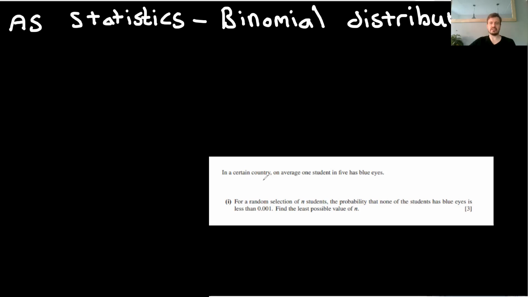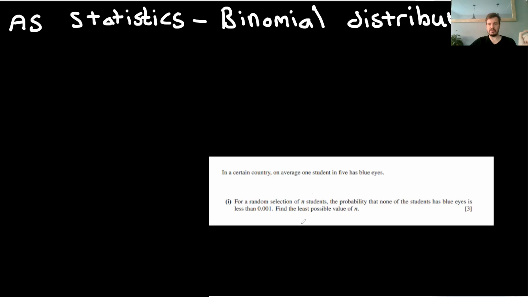So the question is, in a certain country, on average, 1 in 5 students has blue eyes. Okay, so 1 out of every 5 have blue eyes. So if I have blue eyes, and we take a random sample, it's likely that the other 4 people in a group of 5 would have another eye color. It doesn't say brown or green, it only has blue or not blue. So that's the thing with binomial. It's either one thing or the other.